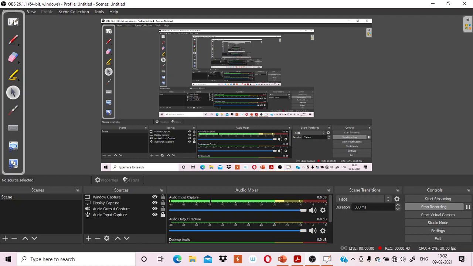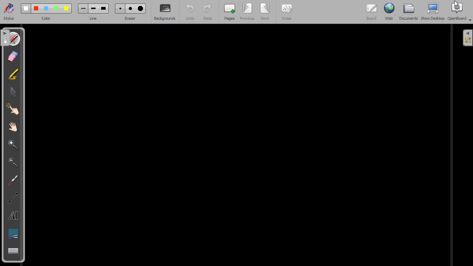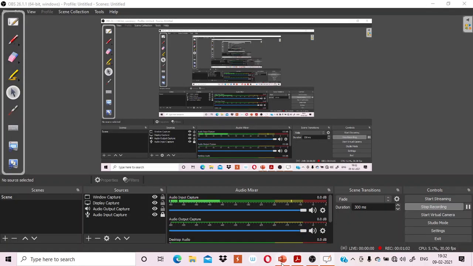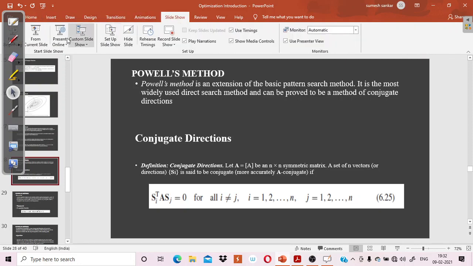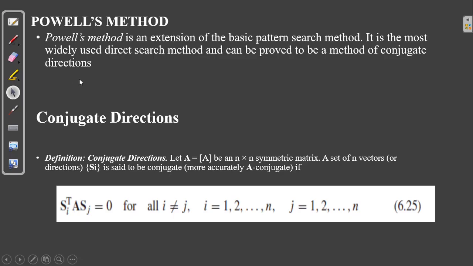Optimum value or optimum solution for unconstrained nonlinear objective functions, or unconstrained nonlinear programming problems. So Powell's method is here.